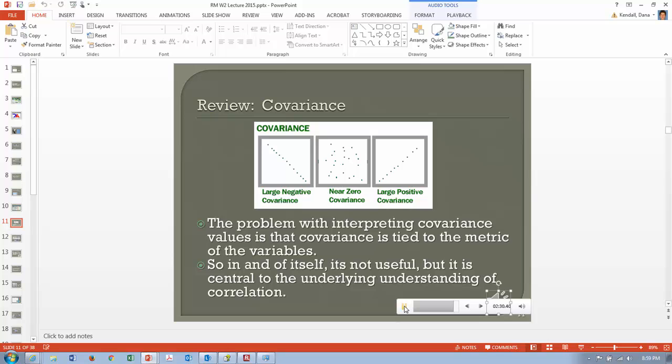So covariance in and of itself is not useful. The reason that I want you to know what it is is because it's the foundation of correlation, and the way that you standardize a covariance, well, we'll get to that in the next slide, but the standardized covariance is the correlation. So once you have the covariance, it's really easy to convert to an R.